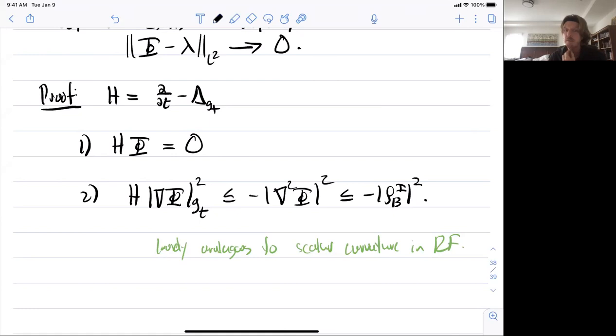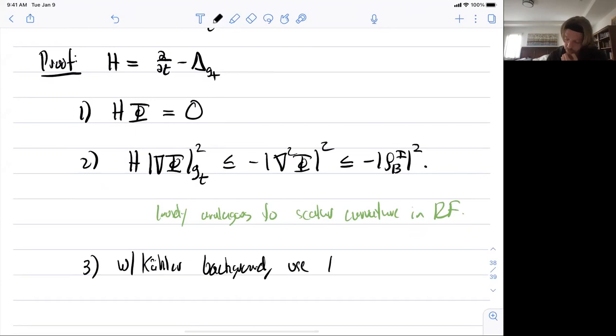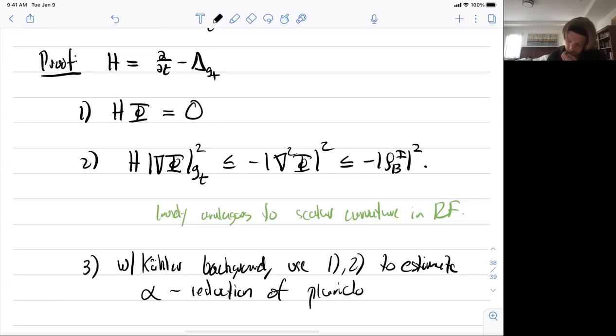try to emulate these maximum principle arguments, sort of genuinely getting upper and lower bounds for the metric tensor along the flow. And so this part I just want to skip completely. So with the Kähler background hypothesis, the point is you can use 1 and 2 to estimate this alpha reduction of the background pluriclosed flow.